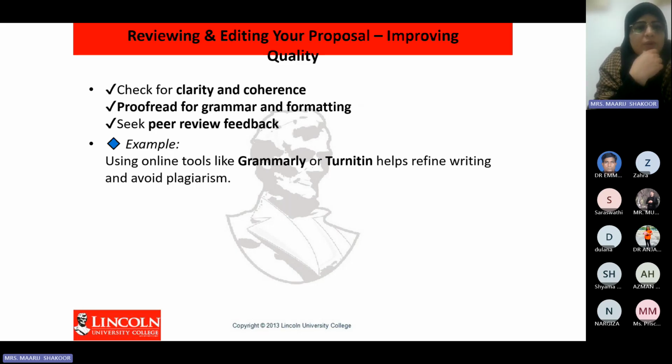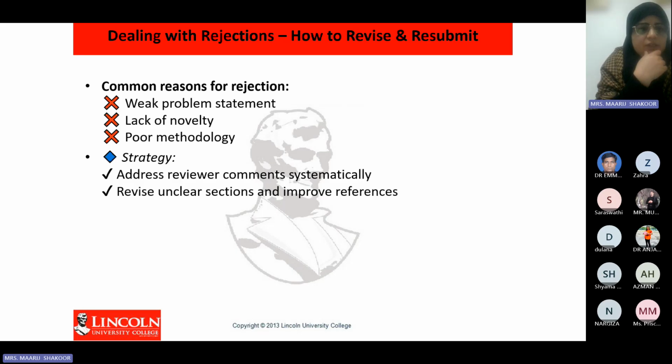Common reasons for rejection. Weak problem statement. Look, the first common reason is that the problem statement is not clear. Lack of novelty. Novelty, you can say, is the foundation or the base of your proposal: what you are going to add. If you are going to add something, then it should be there. Poor methodology should not be there.